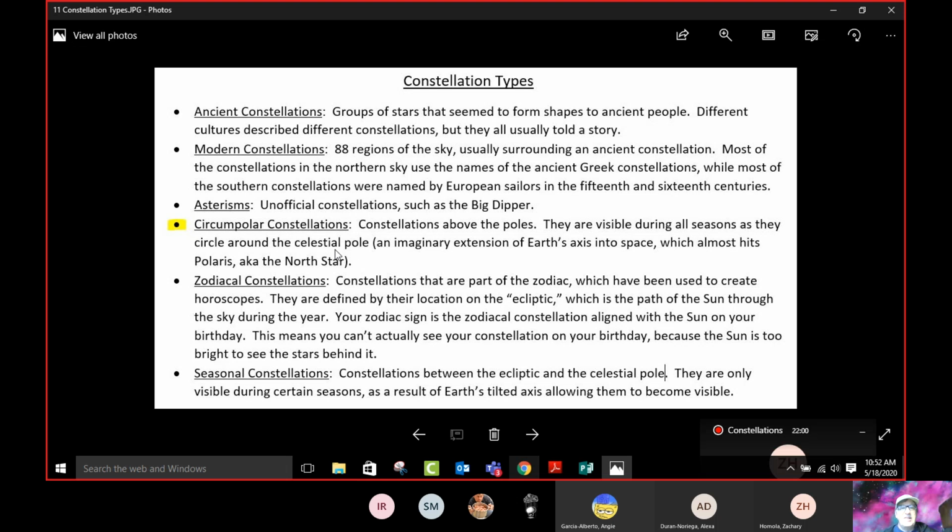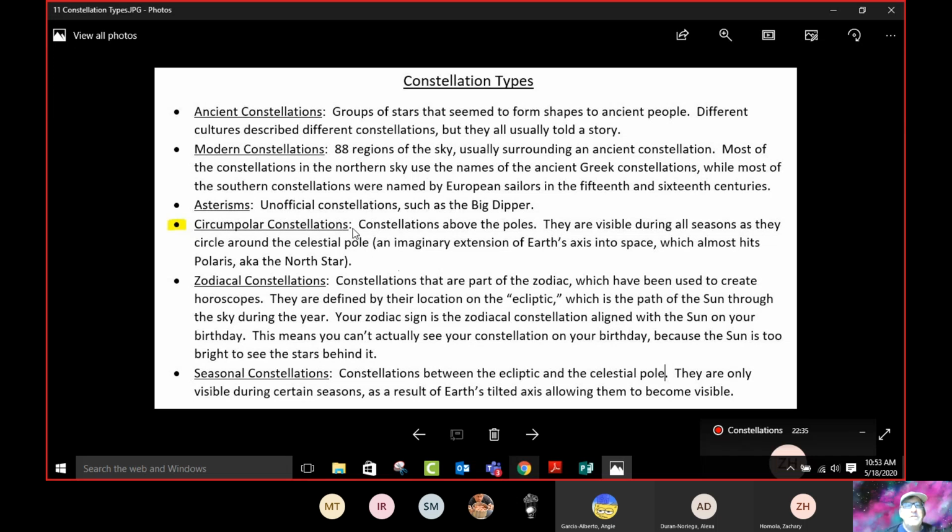So what I mean by the celestial pole is the pole in space, an imaginary extension of Earth's axis, and it almost hits Polaris, which is also known as the North Star because of this. So we're just writing this one bullet point right now, and you don't have to write everything on there. Just give it a quick summary. And this paper with your diagrams will be submitted for points when you're done.